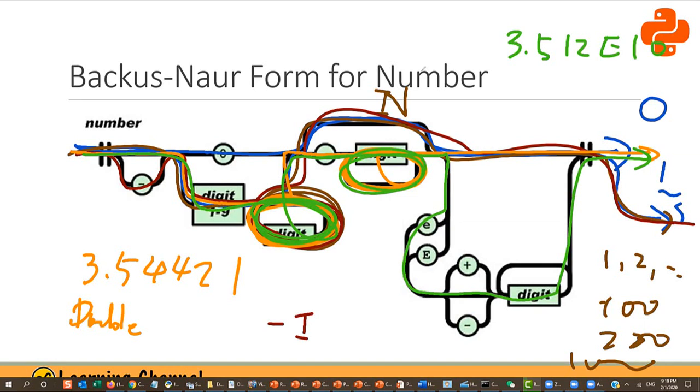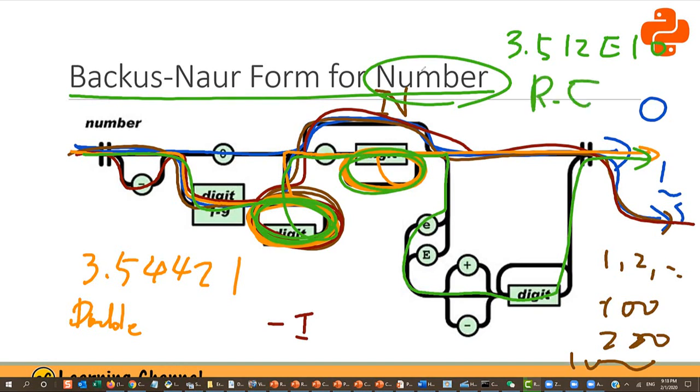Is that okay? Okay. So this Backus-Naur form actually gives us what? A grammar to check numbers that include all kinds of numbers, okay? And this grammar, we can write it down in regular expression. And then we can have Python code to qualify. Is that okay? That's the whole purpose we are trying to do here.